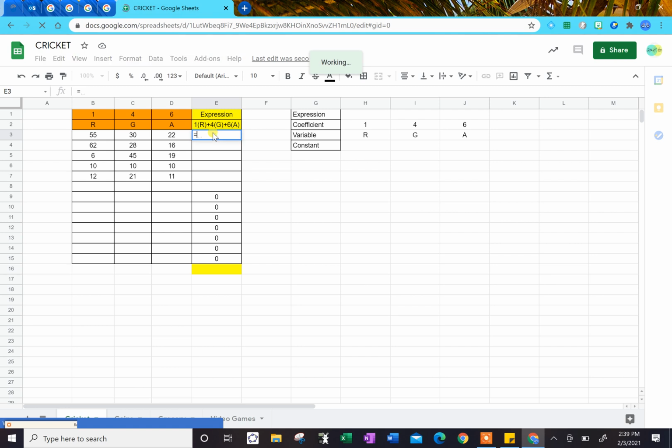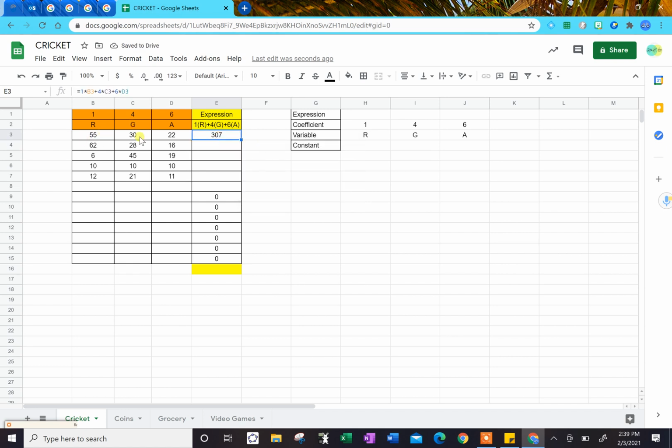And I'm going to say 1 times this cell, which is B3. 1 times B3, because that's the number of runs, plus 4 times. Now, I want my G. For this column, it's going to be C3. So I can just click on C3. 4 times C3 plus 6 times, and now I want D3, which is going to be 22 in this case. And what happens is I get 307.